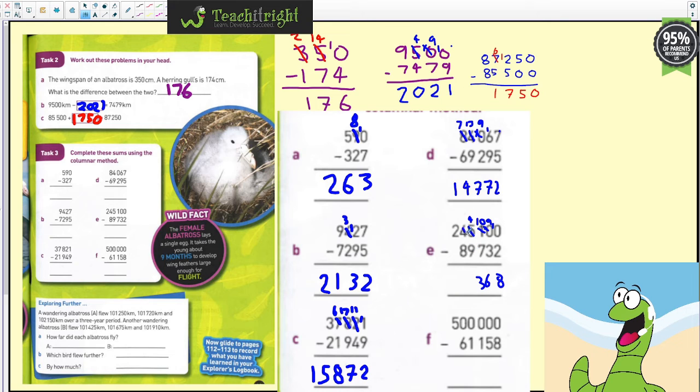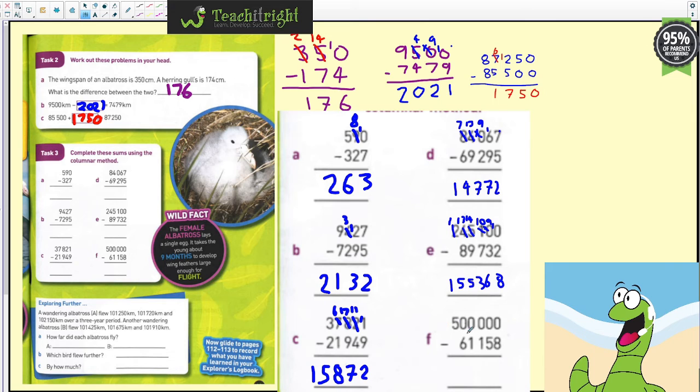4 take away 9 I can't do, so I borrow from here, which means this becomes a 3 and that becomes a 14. 14 take away 9 I can do, that's a 5. 3 take away 8 I can't do, which means I borrow from here, making that a 1 and that a 13. 13 take away 8 we can do, that is 5. And 1 just becomes a 1. Whew, so the answer is 155,368 for E.